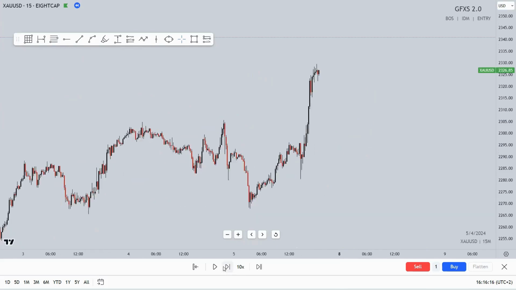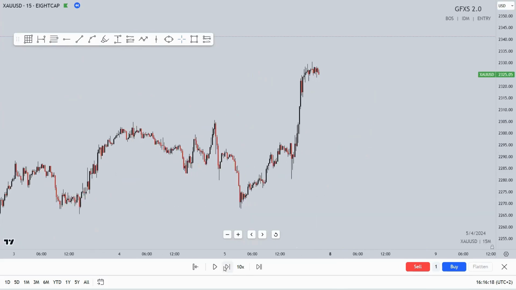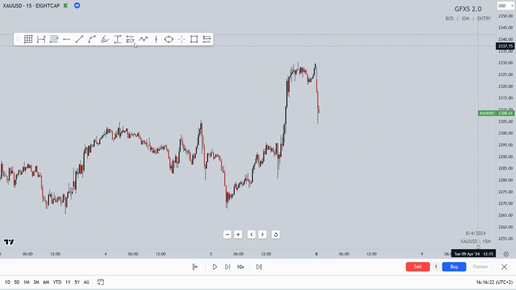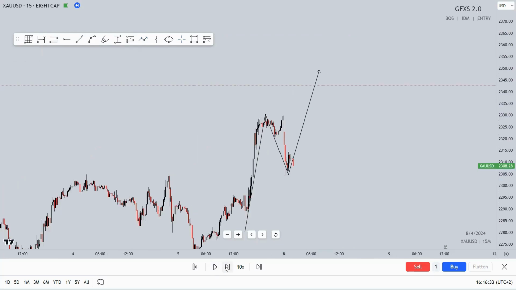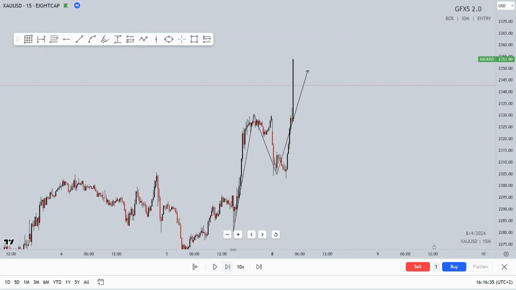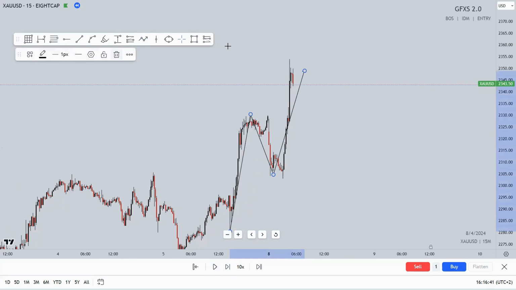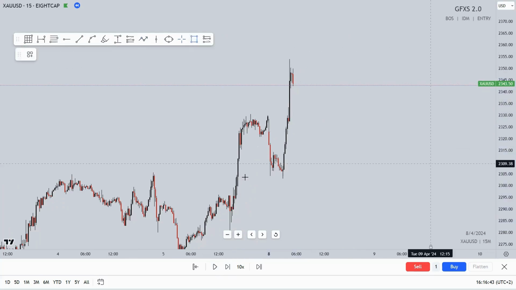Okay, so let me quickly play the candles and show you the idea. You can see that here we're having an impulse, and then here we're having a correction, and then we're anticipating another impulse to the upside. Once we have the impulse to the upside, we can start looking for our fair value gaps or imbalances. Another important thing you can see here is that this trade rejected from this imbalance or fair value gap.